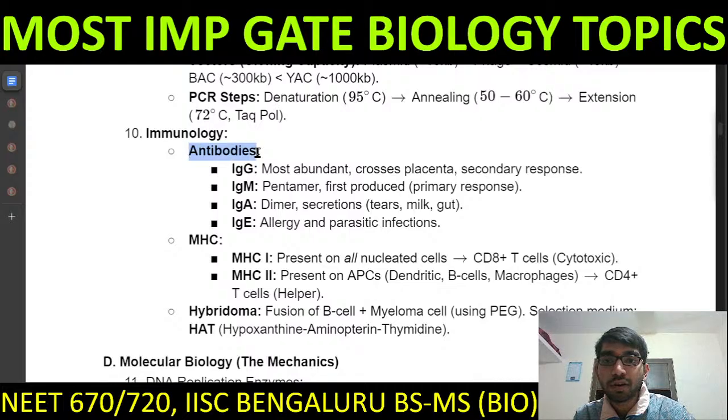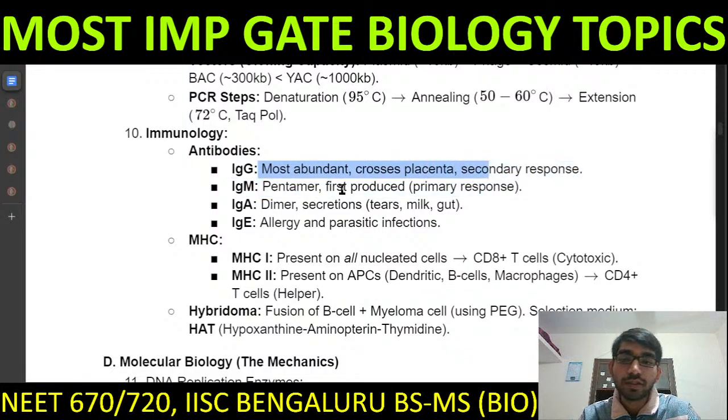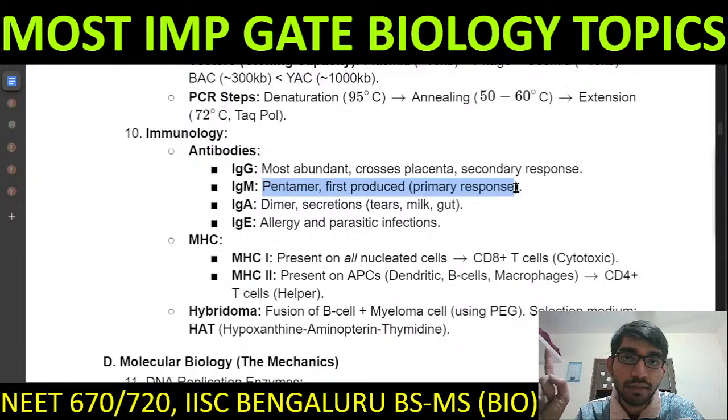Then coming to immunology, so antibodies, you should remember IgG is the most abundant and it can cross the placenta. It is also seen in the secondary response. IgM is a pentamer and it is first produced. So for primary response, IgM is involved. For secondary response, IgG is involved and it is also produced in the highest quantity.